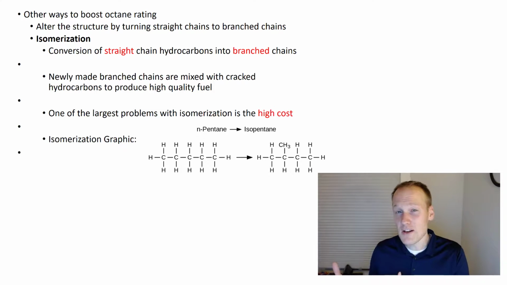We then take these branched chains, mix them with straight chains, and we boost the octane rating of our gasoline. The one drawback of isomerization is there's a high cost to going through this process, and that high cost can make gasoline more expensive. And those are some different ways we can alter fuels to make them more efficient.